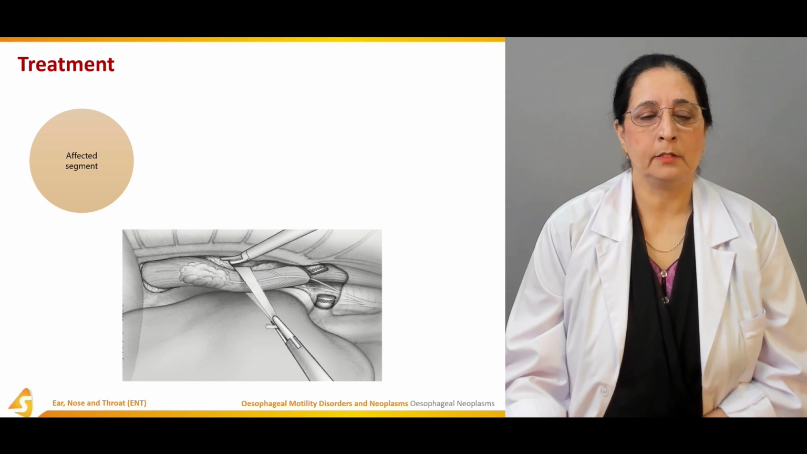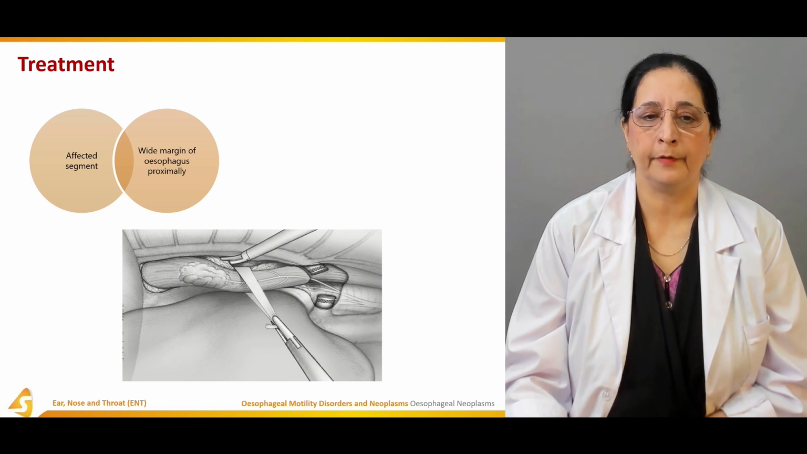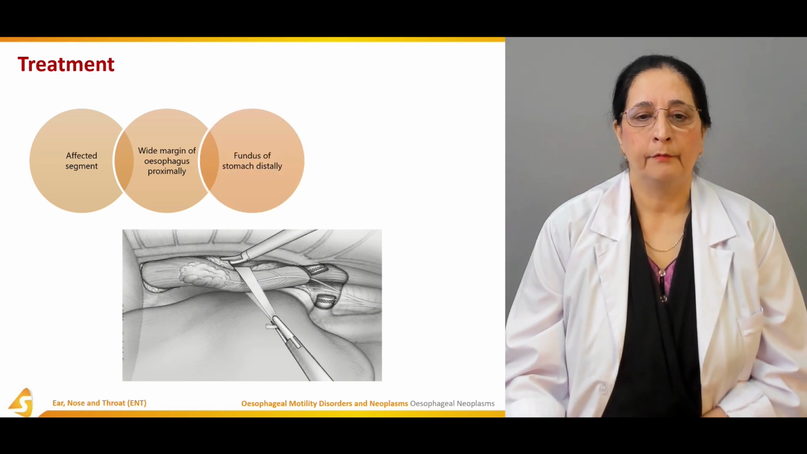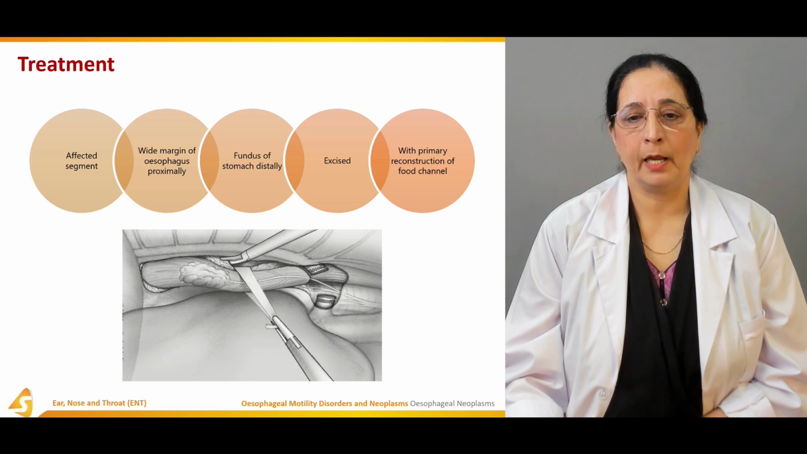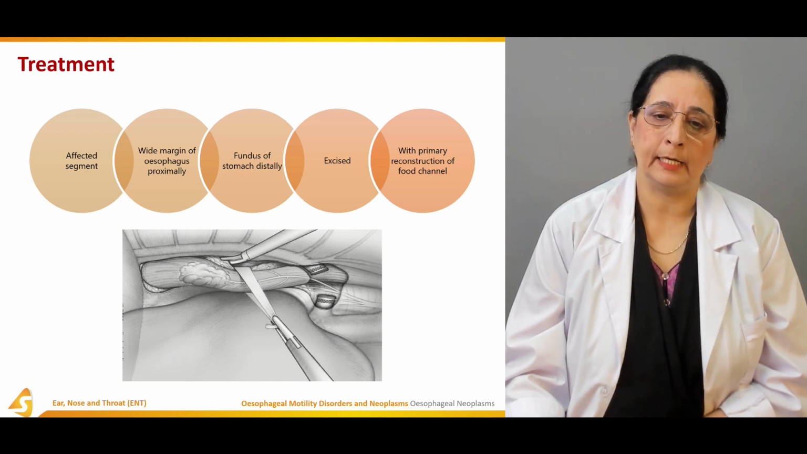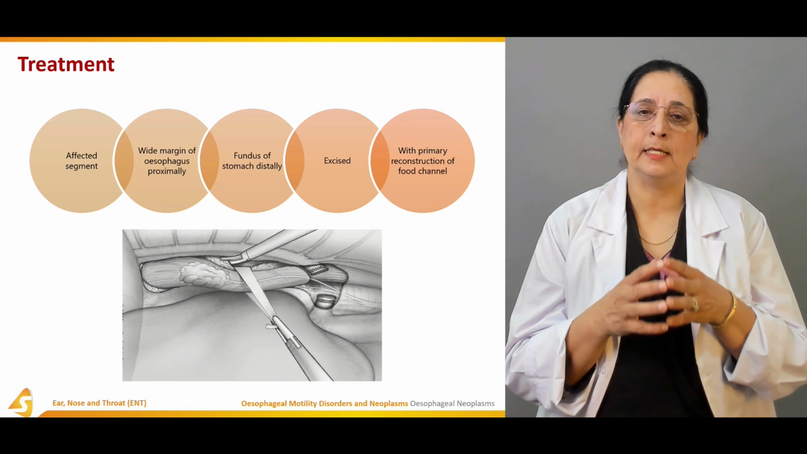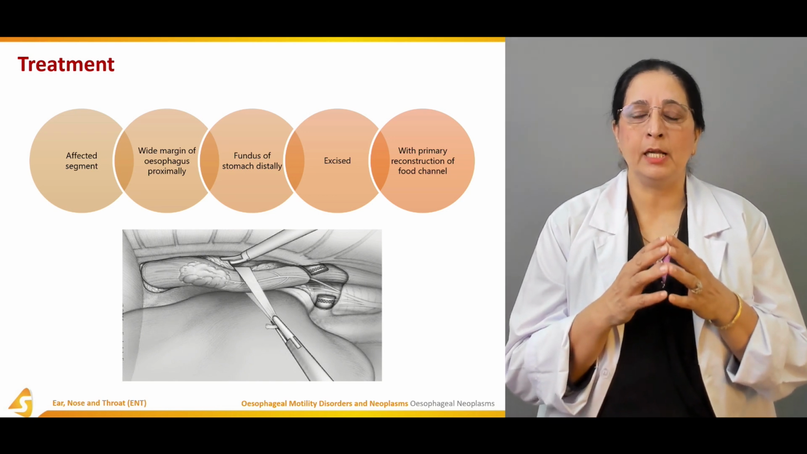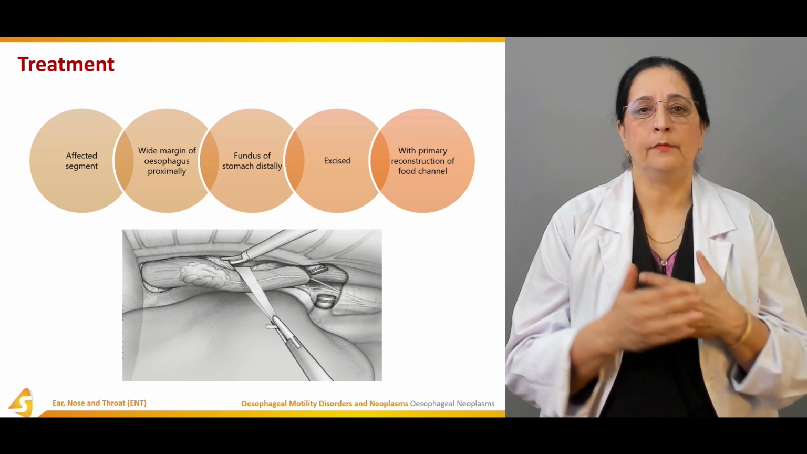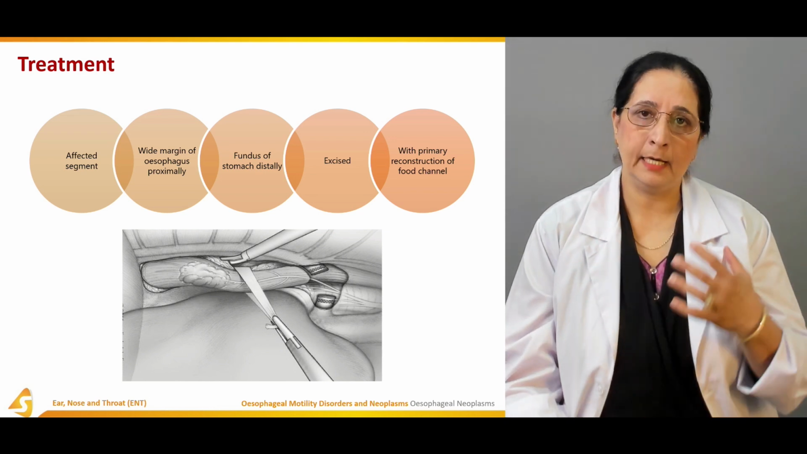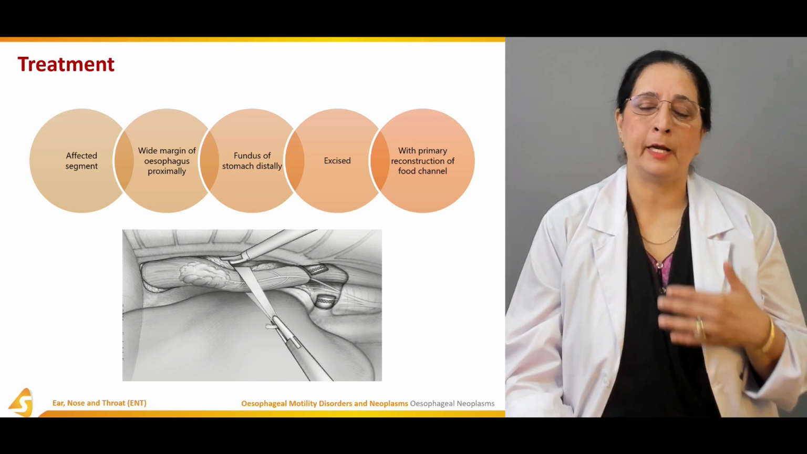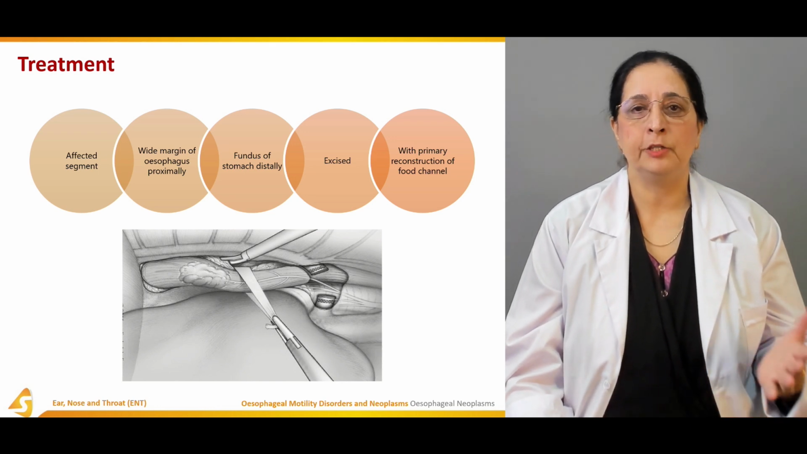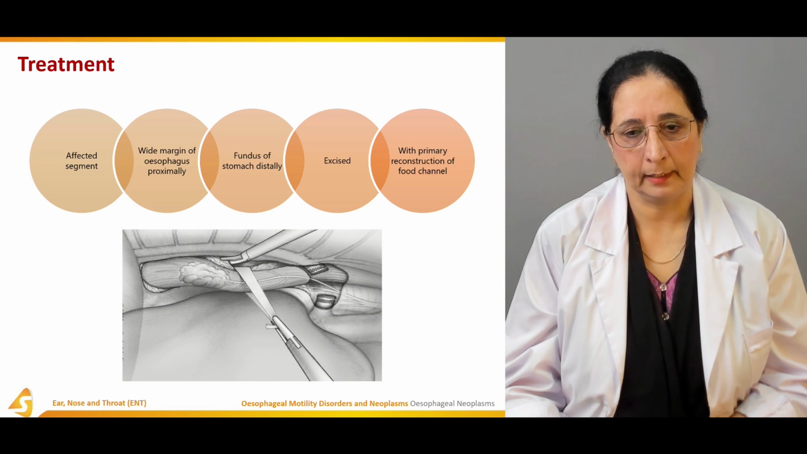Again, the treatment also affects the segment. A wide margin of esophagus proximally is removed, and the fundus of the stomach distally is excised, with primary reconstruction of the food channel. So the portion that is affected is excised and then a channel or path is created for the passage of the food. Again, depending on how big the tumor is, how far it has spread, or if it is localized, the treatment options will be accordingly.